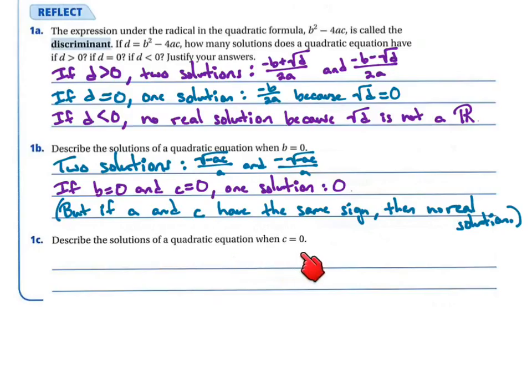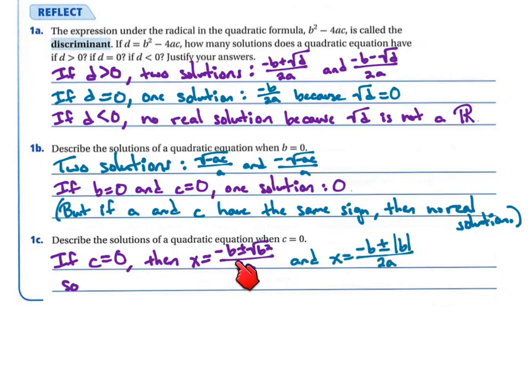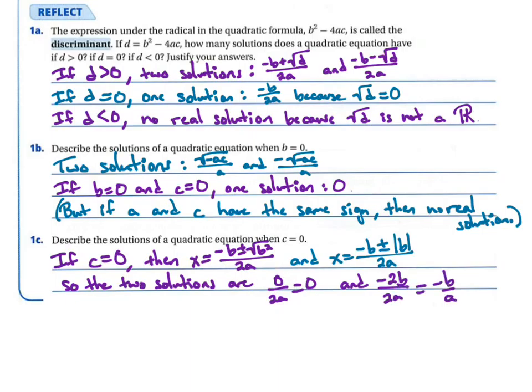What are the solutions if c equals 0? Well, then we have x equals negative b plus or minus b squared over 2a, and x equals negative b plus or minus, let me finish writing, then I'll explain. Okay, if c equals 0, then x equals still negative b plus or minus b squared, because that 0 part would cancel out.